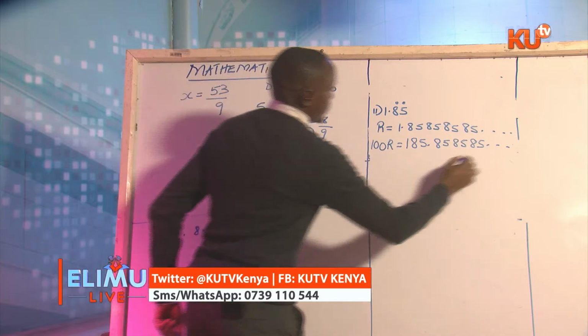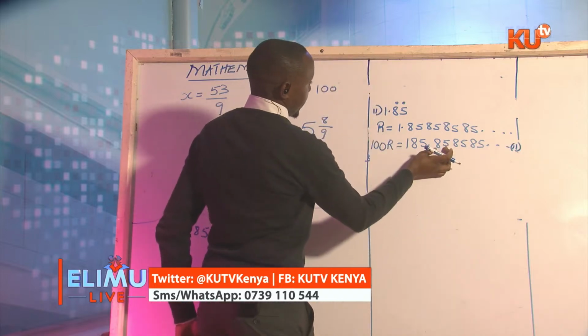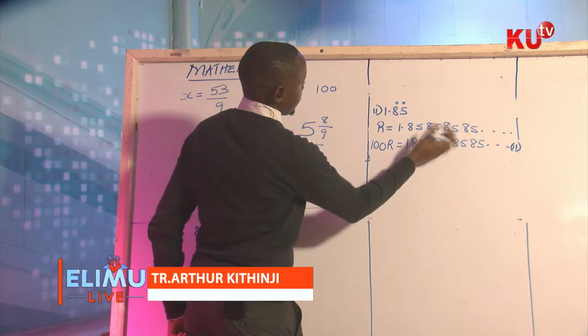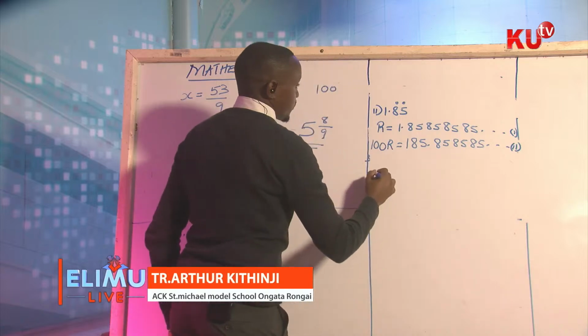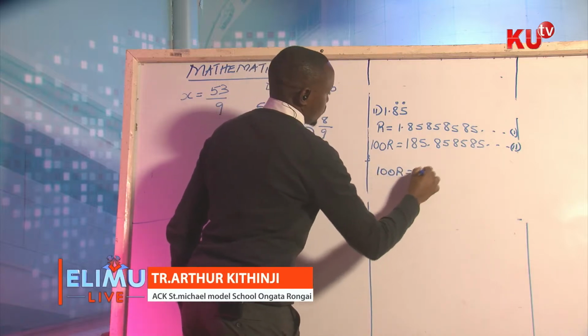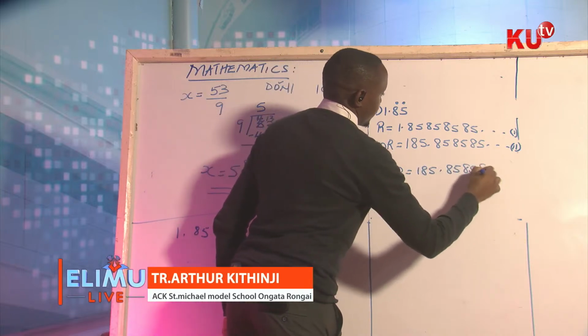When we have these, that means this qualifies to be our equation 2. Reason being, when we subtract 85 from 85 here, we shall get 0. And this was our equation 1. So let's subtract equation 1 from equation 2. 100R is 185.858585.